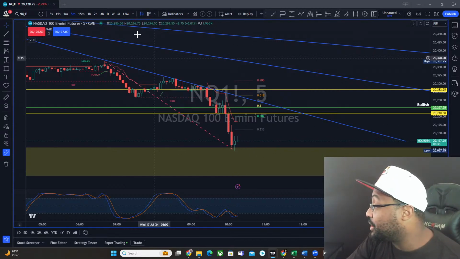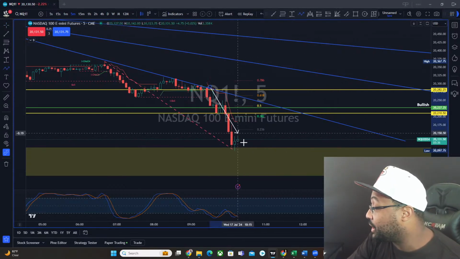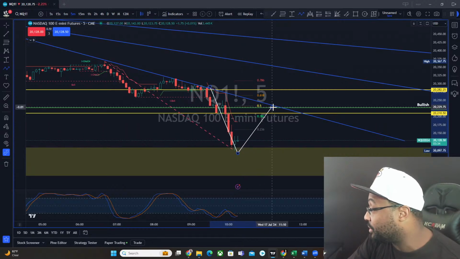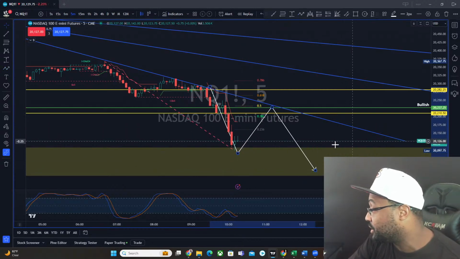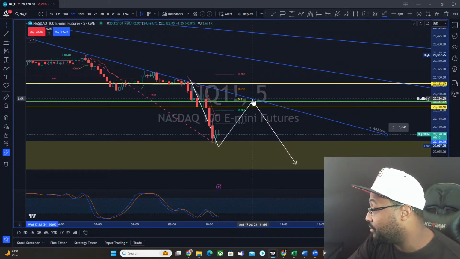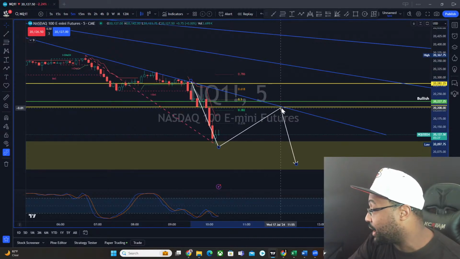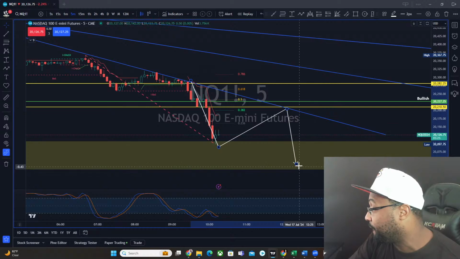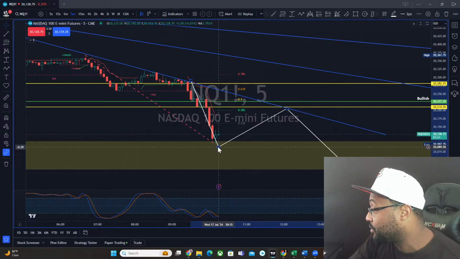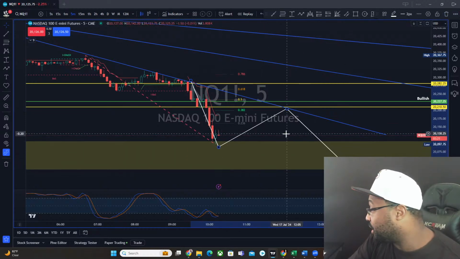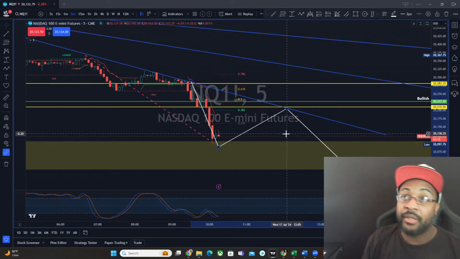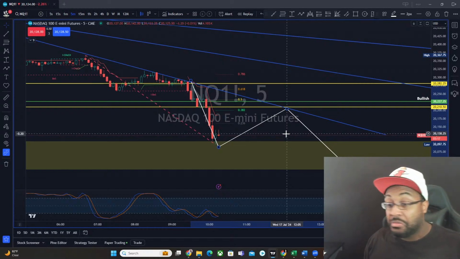We may consolidate into here. Probably come up like this. This is that bounce. Come up to this area and then retest to go in here. I think I would rather it not go back to that area. I would like probably here maybe, and then go back down. So maybe a good couple hours of consolidation, maybe. I don't know, but we'll be back.